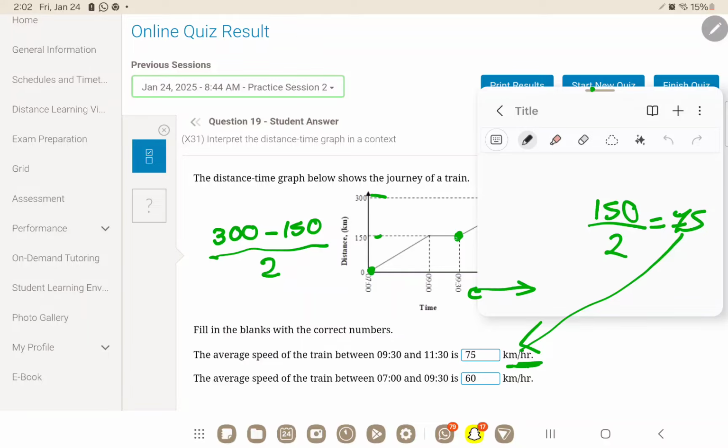Forget it's there. Now, the average speed between 7 and 9:30 is, so here's 7 and here's 9:30. You want the average speed between the two. So what we first do is that, we know between 7 and 9:30 is 2 hours and 30 minutes. 30 minutes is half an hour. So how many hours totally? 2.5 hours. That's your time. You reached a maximum distance of 150. So 150 divided by 2.5 will give you 60. And that's how you get your second answer.